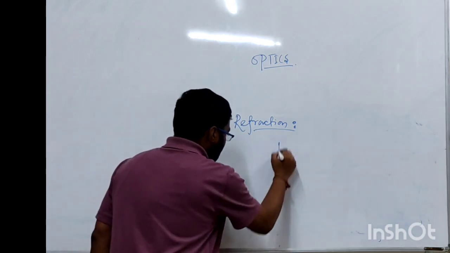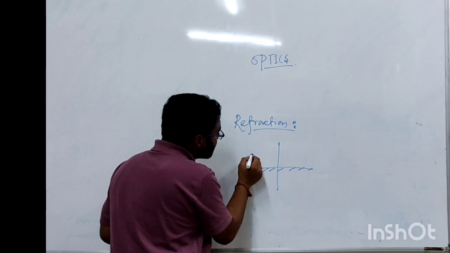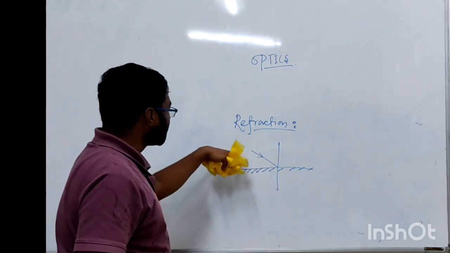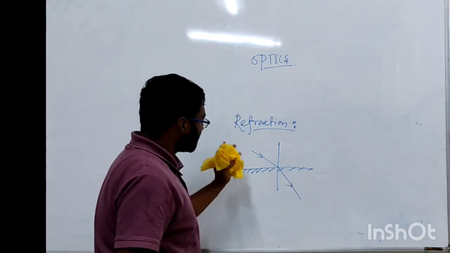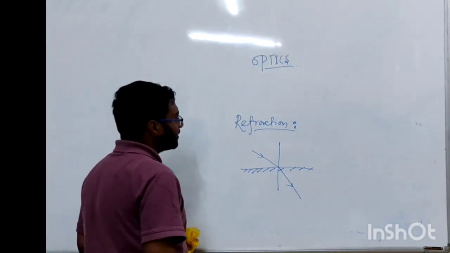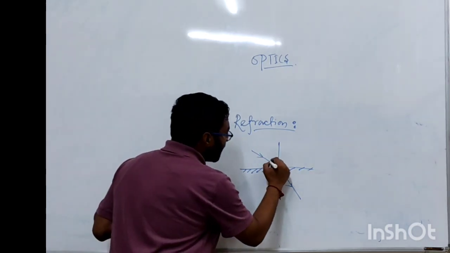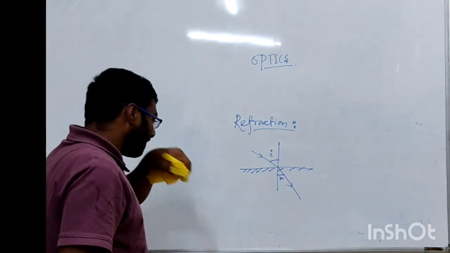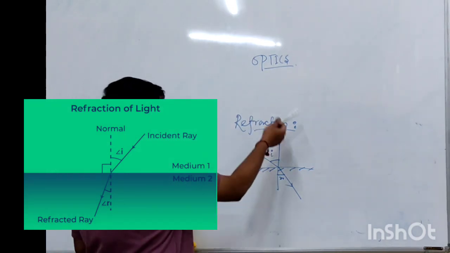What is refraction? Refraction is a phenomenon where light travels from medium 1 and falls on the interface between two media, and then it travels in the second medium. This phenomenon of light is called refraction. So what happens in this refraction? We get one incident ray and one refracted ray, where that is the incident angle and that is the refracted angle. And we can prove the formula of refraction using Fermat's principle.